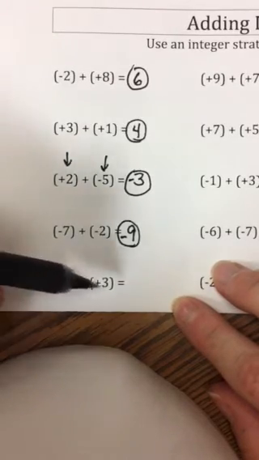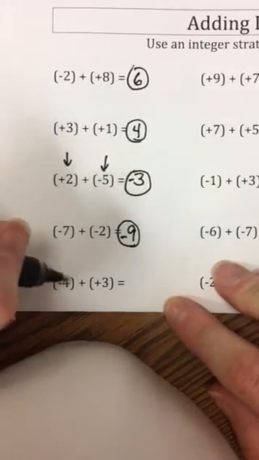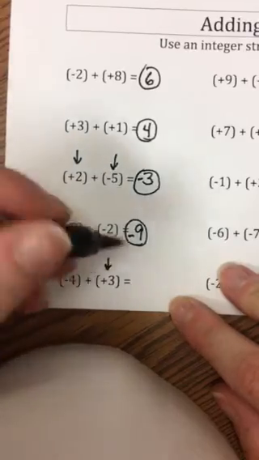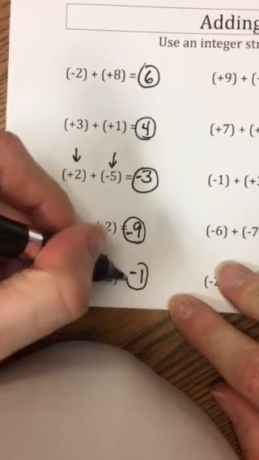Another example is you have negative 4 plus positive 3. The signs are opposite, so you're going to be subtracting and keeping the sign of the greater numeral. So the greater numeral is 4. So I would do 4 subtracted by 3, which gives me 1, and give that a negative sign.